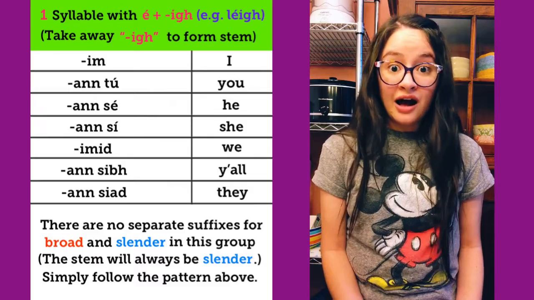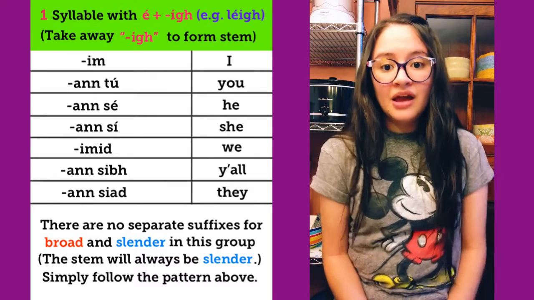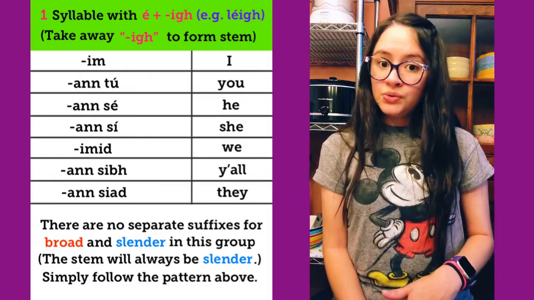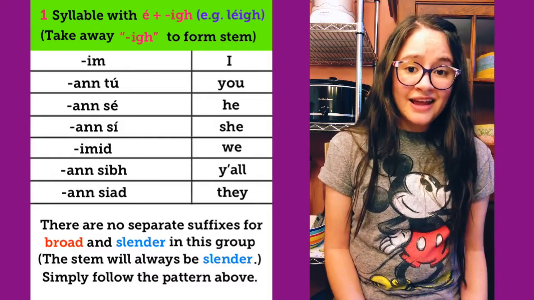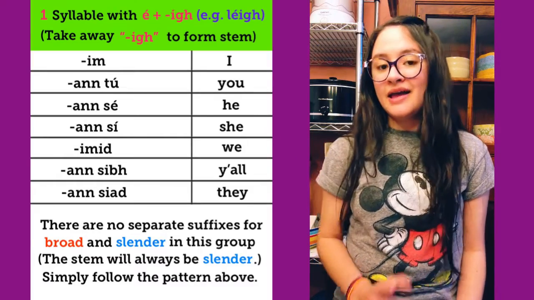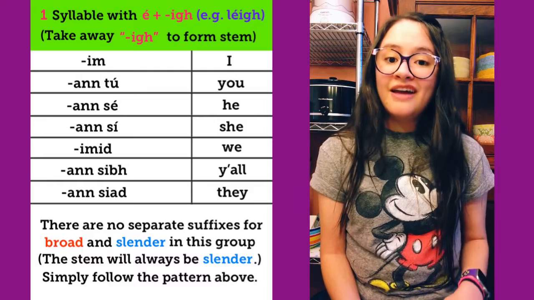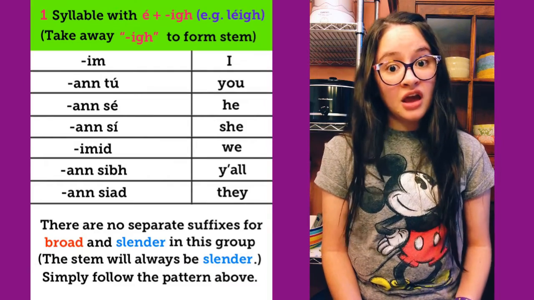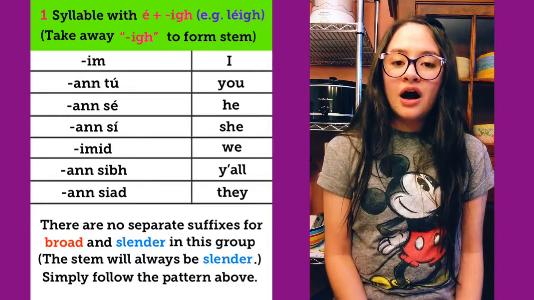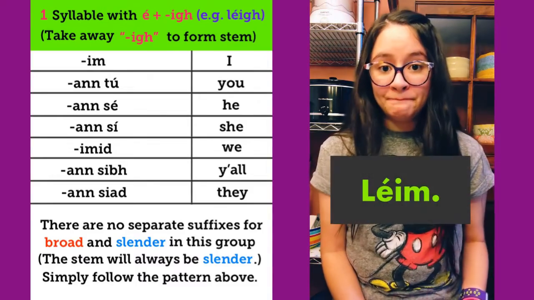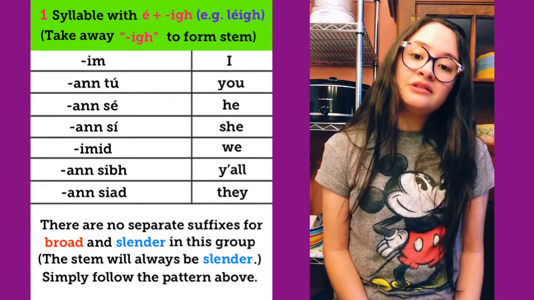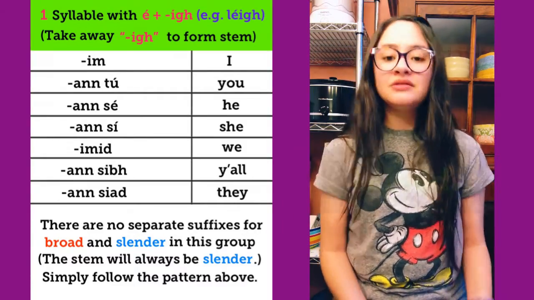The suffix for I do something is im. The suffix for you is eann tú. He, eann sé. She, eann sí. We, imid. Y'all, eann sibh. And they, eann siad. So let's do a couple again. So I read, léim. You read, léann tú. He reads, léann sé. We read, léimid.